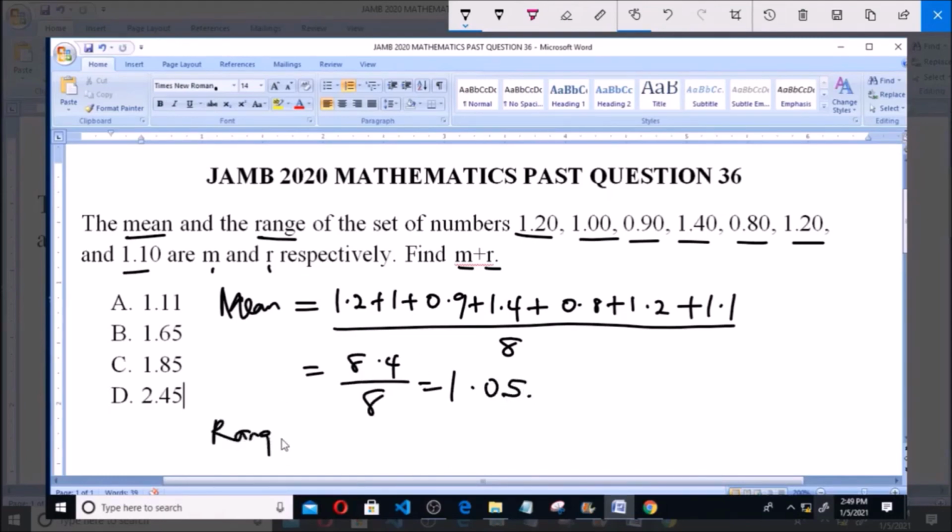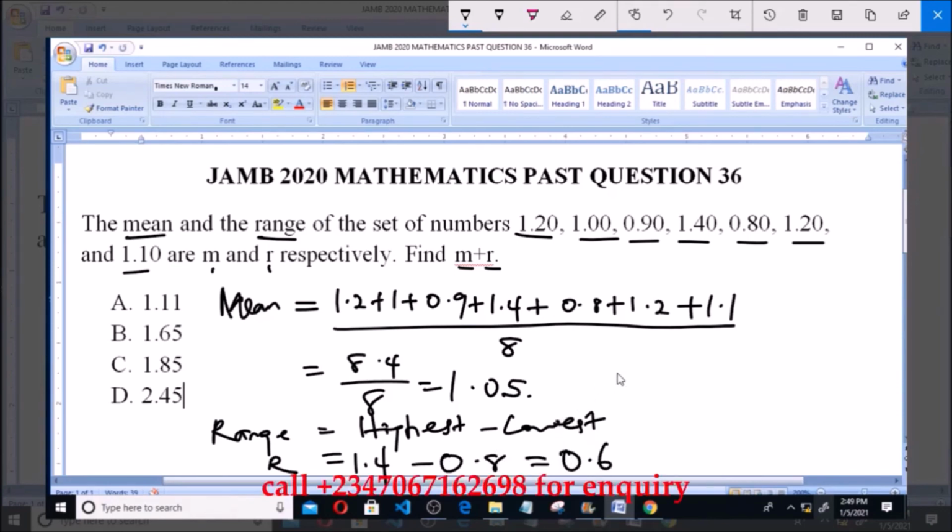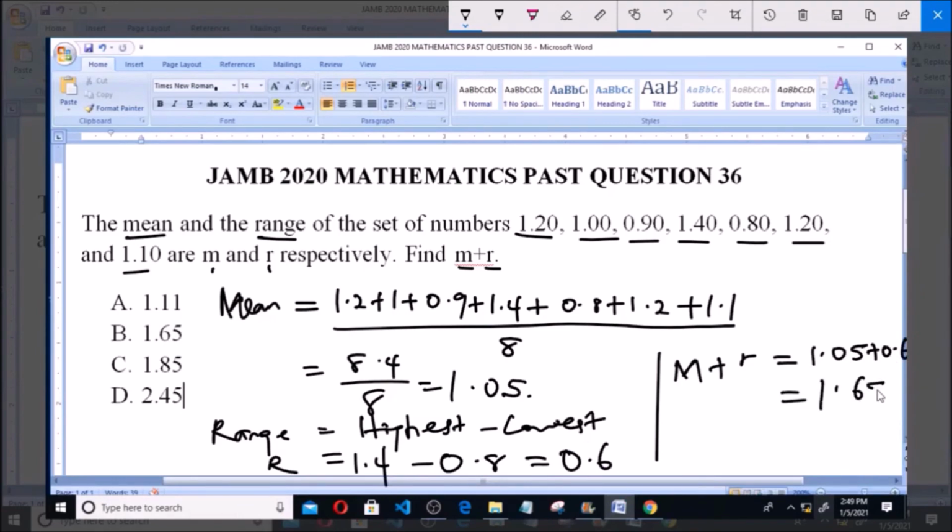Now the range is equal to the highest number minus the lowest number. So r is equal to 1.4, which is the highest number, minus 0.8, which is the lowest number, and that is equal to 0.6. Now, m, which is the mean, plus r, which is the range, is equal to 1.05 plus 0.6, and that is equal to 1.65, which is option B.